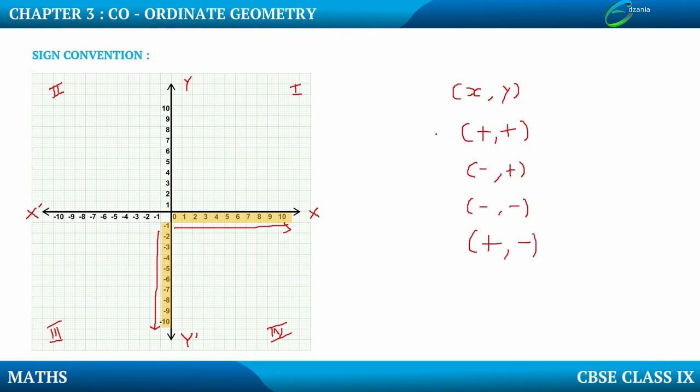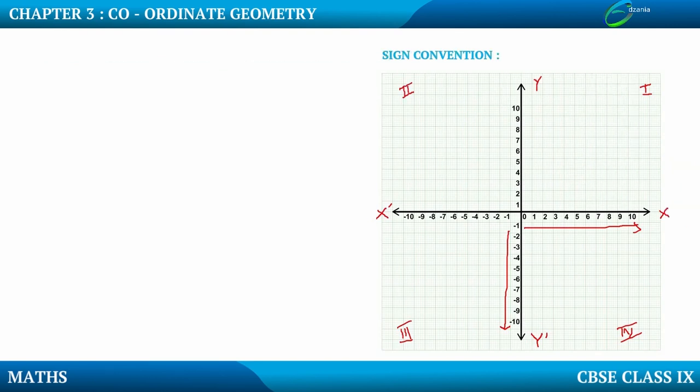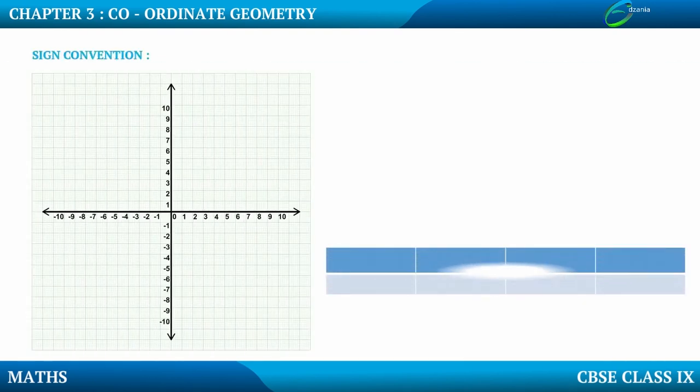In the first quadrant, the signs are plus plus. Second quadrant minus plus. Third quadrant minus minus. Fourth quadrant plus minus. Let us repeat this entire structure once again. So this is the chart that you need to remember.